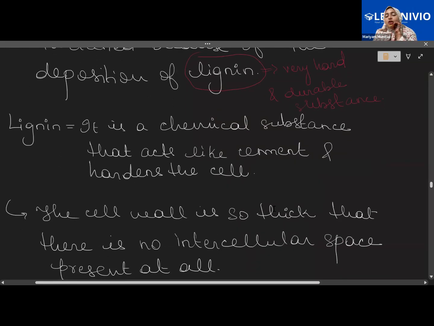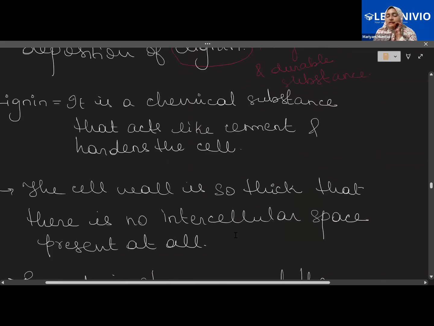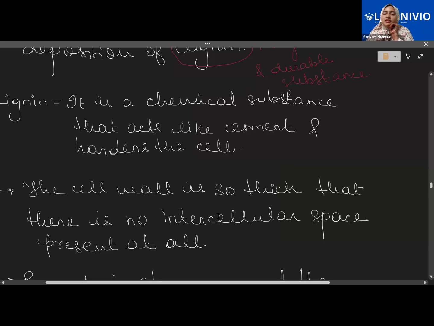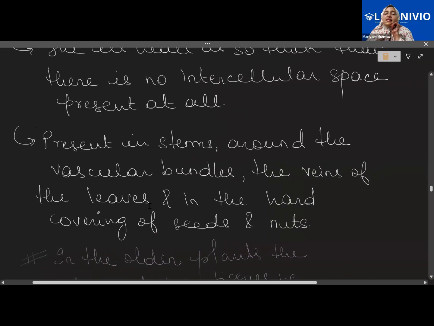Now the cell wall of the sclerenchyma is so thick that there are no intercellular spaces present at all. So if we talk about intercellular spaces, they are most in the parenchyma, a little less in the collenchyma, and the least in the sclerenchyma, almost none. Now the sclerenchyma is present in the stem.